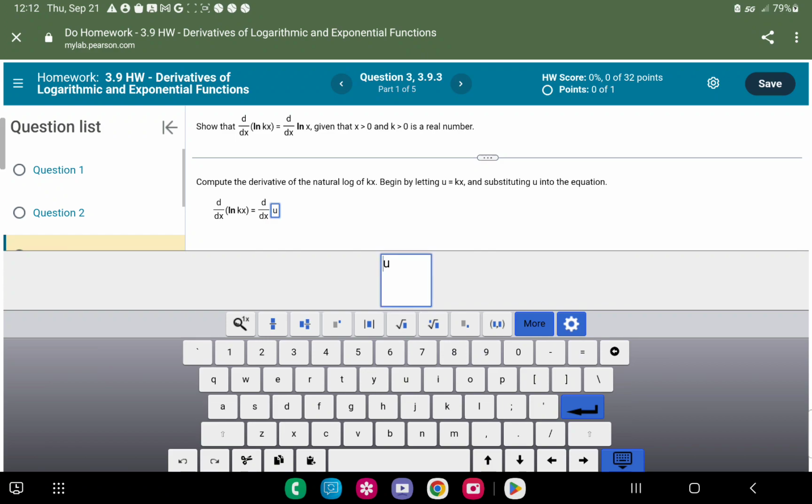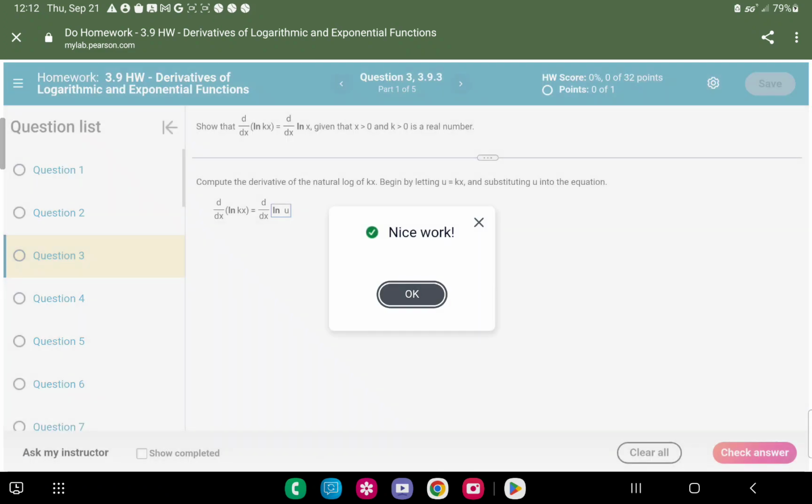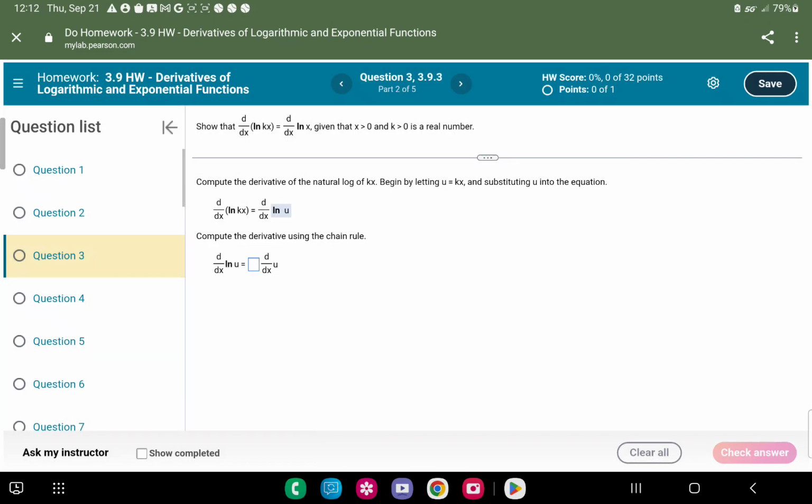If I can actually get that done and get my pen in the right spot. Let's try that. There we go. So we would have the natural log of u. And hit enter. And nice work. So it moves to the next step.